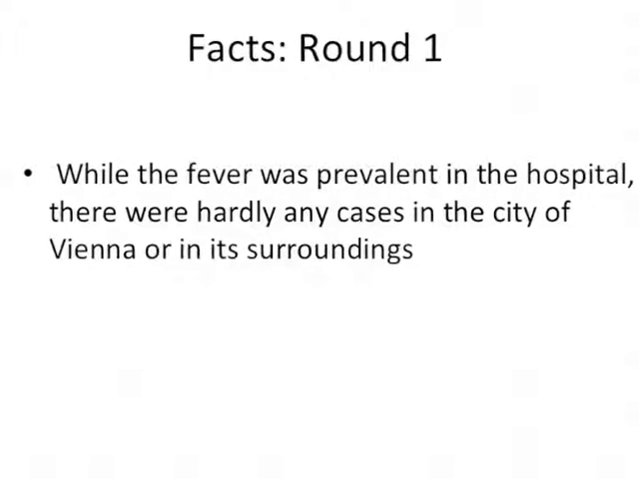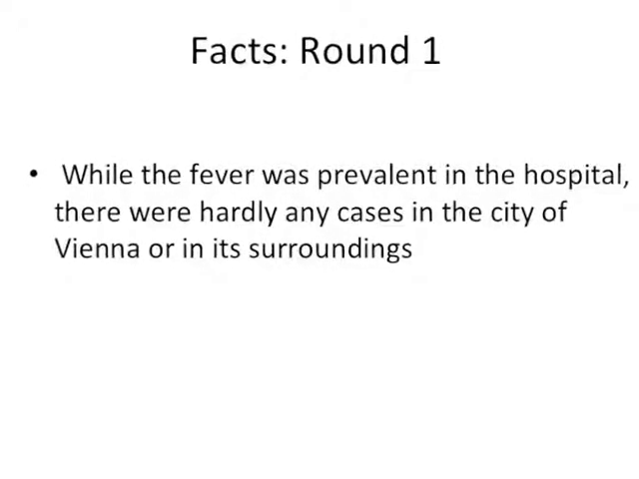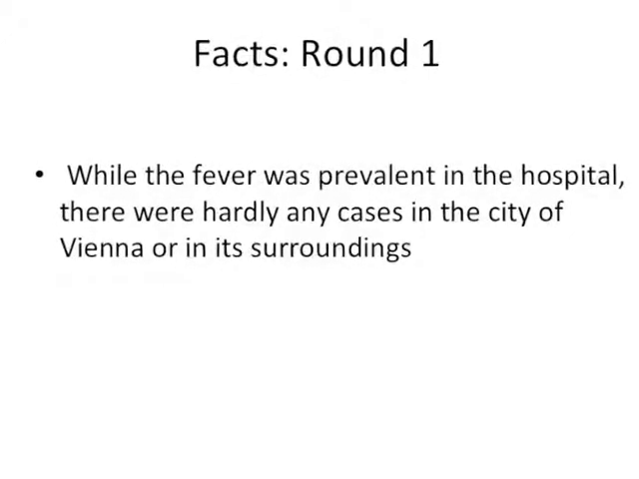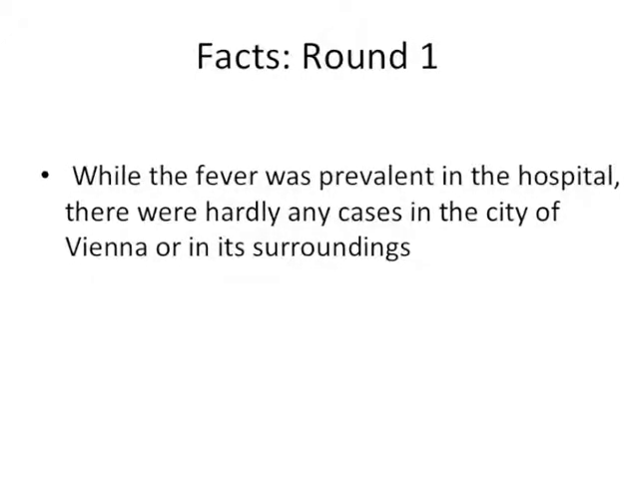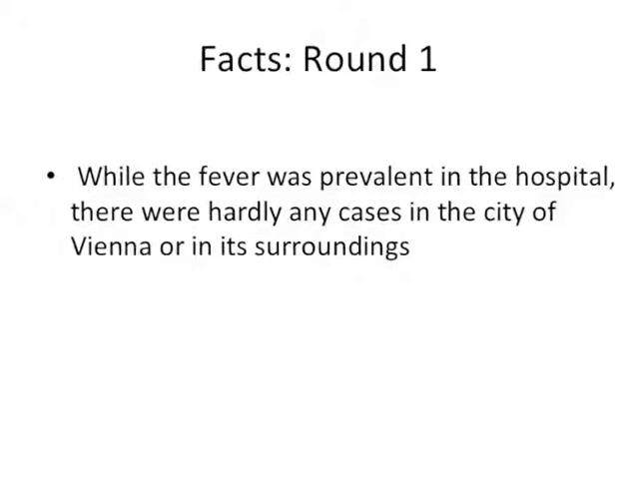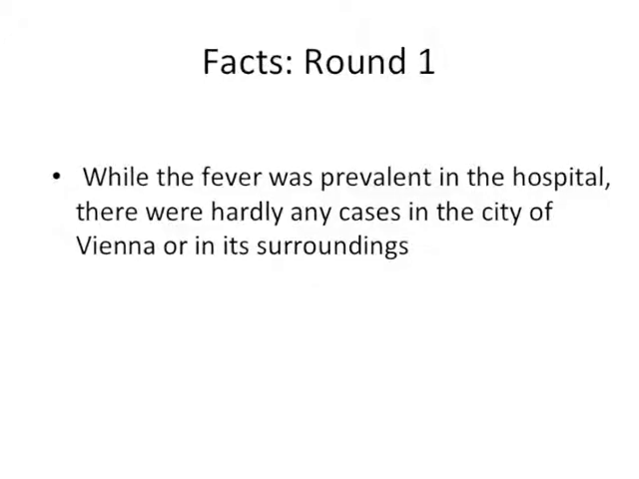Here are some relevant facts. While the fever was prevalent in the hospital, there were hardly any cases in the city of Vienna or its surroundings. That is, even in cases of women giving birth on the street or in any other unsanitary conditions, the cases of childbed fever were less frequent than in the hospital.